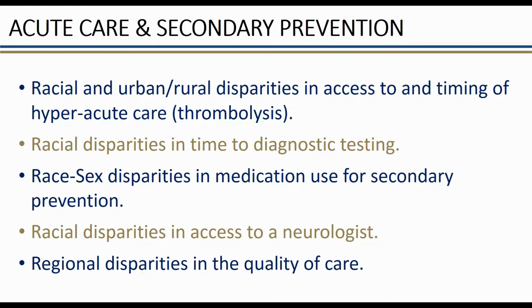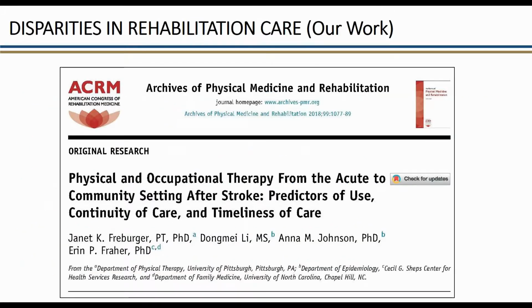And then there's some literature on disparities in access to specialists for stroke, and then finally regional disparities in the quality of care. And this is specifically focused on the hyperacute care. There's data to suggest that depending on where you live, you may have a greater probability of getting timely thrombolytic care. So that was kind of an overview of some of the literature on disparities in general.